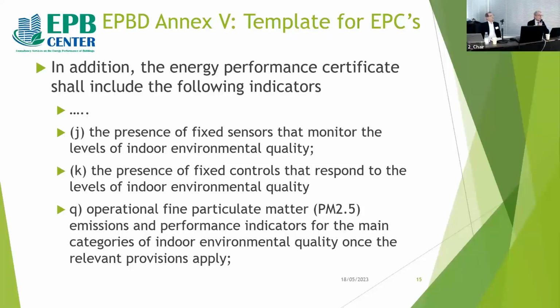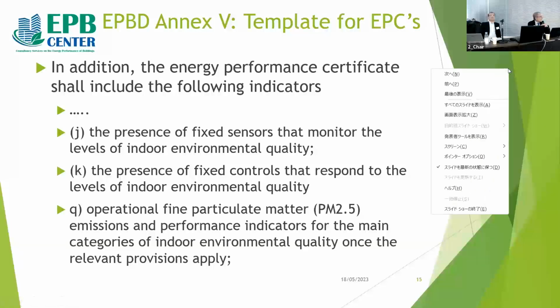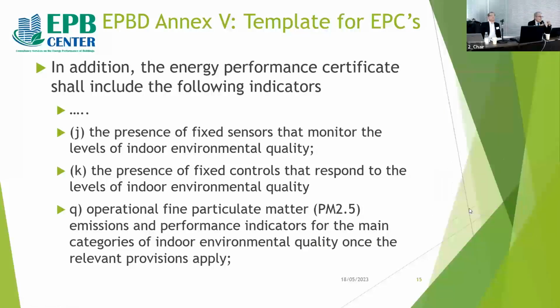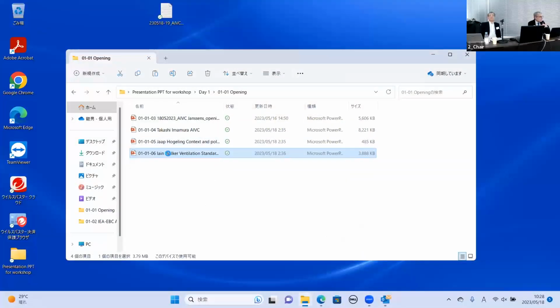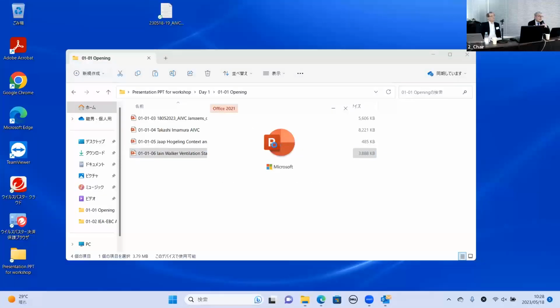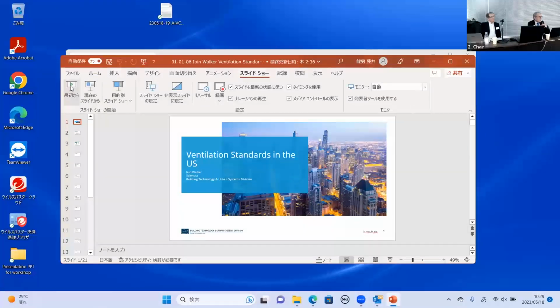Now to the last presentation before the coffee break, and we move to the United States. This will be given by Iain Walker, who is a senior researcher at Lawrence Berkeley National Laboratory. He's also an AIVC board member for the United States, and I think that's very relevant for his presentation, he's a previous chair of the ASHRAE Committee 60.2 on residential ventilation. So I think he's very well placed to tell us about ventilation standards and regulations in the United States.